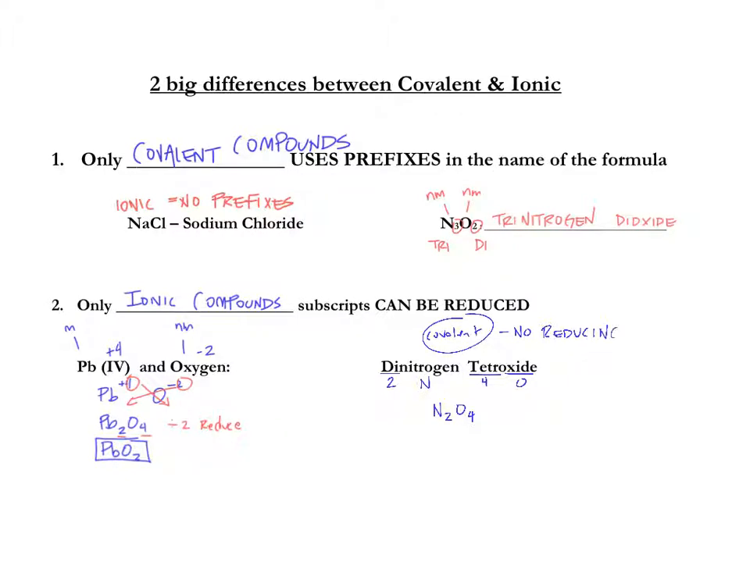So even though the 2 and 4 can be divided or are divisible by 2, because it's a covalent compound, we must leave it at N2O4. And there's my compound.